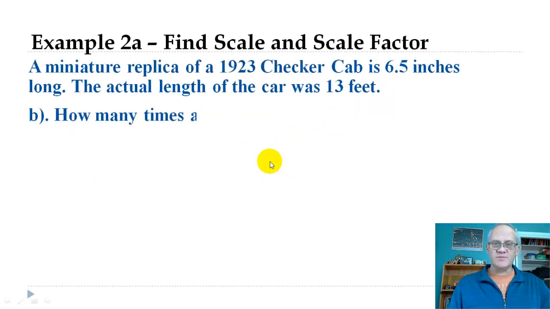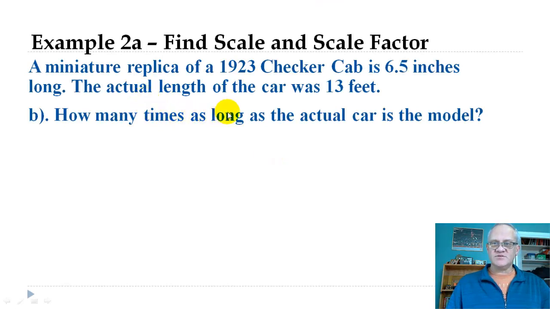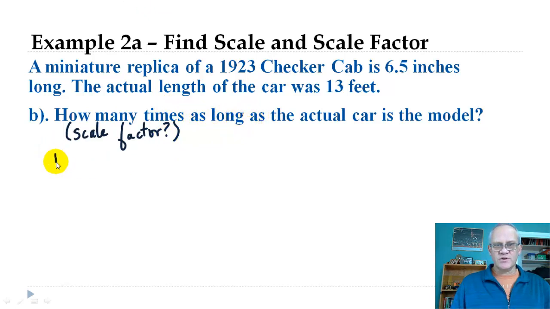Okay, so part B then says how many times as long as the actual car is the model. This is basically kind of a fancy way of saying what's the scale factor. Okay, that's what it's saying. What's the scale factor? How many times as long? And so what we're going to do is remember what our scale was. It was 1 inch to 2 feet. So what we have to do to get it into the scale factor is we have to get rid of inches and feet.